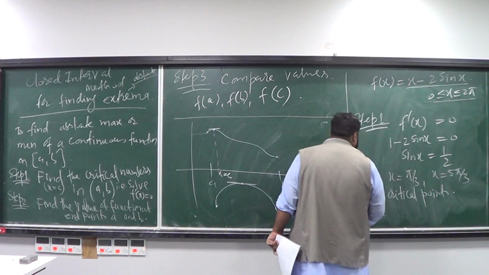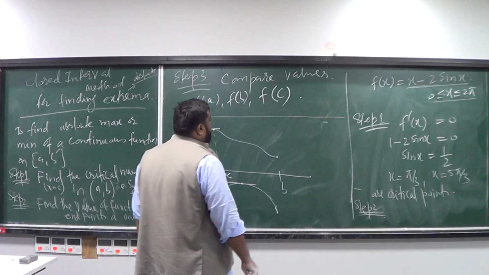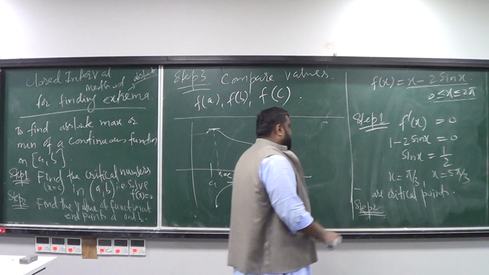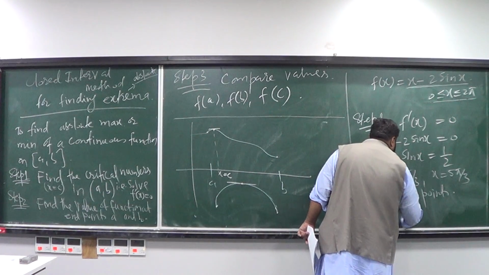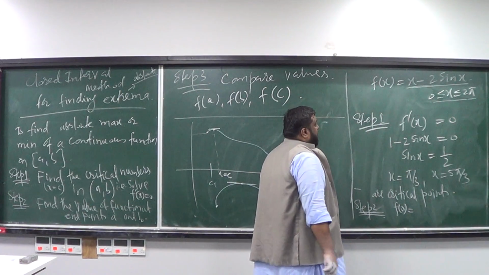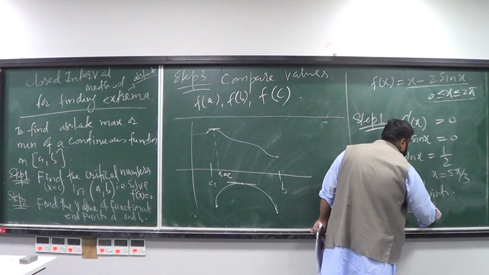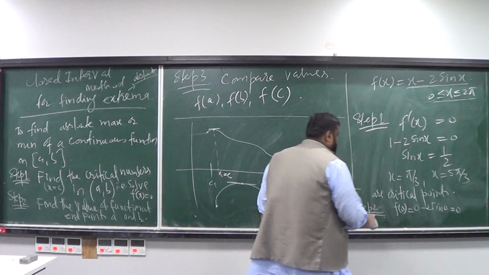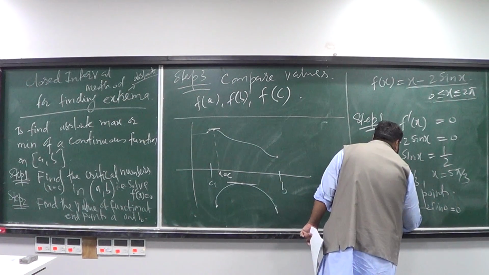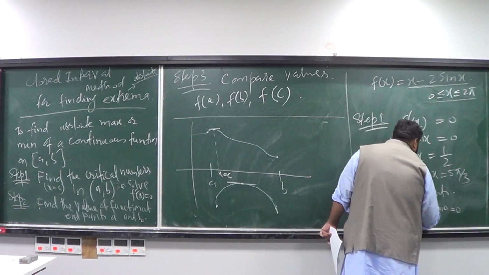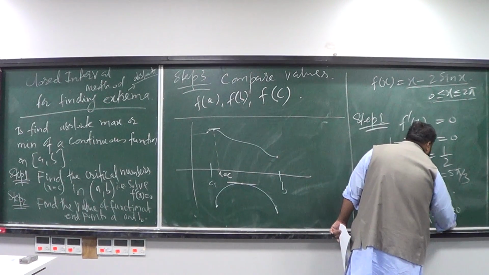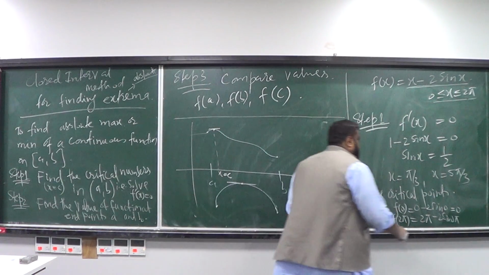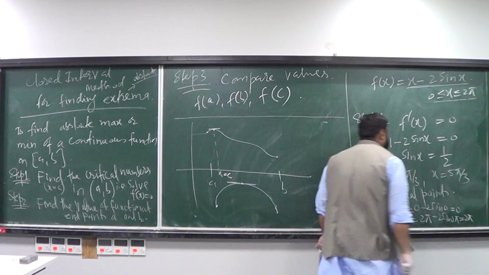Step 2 is find the value of the function at the end points of the interval. So let's substitute, say f of 0. So f of 0 is going to be 0 minus 2 sine 0. So you get 0. And what is f of 2 pi? So f of 2 pi is going to be 2 pi minus 2 sine 2 pi. And sine 2 pi is again 0. So the output is 2 pi. Okay.